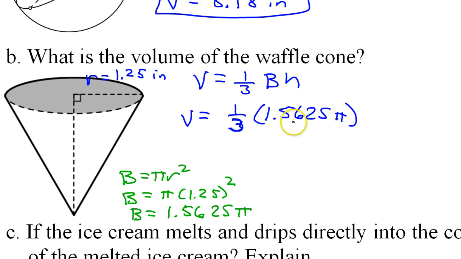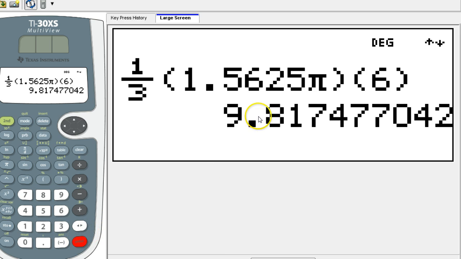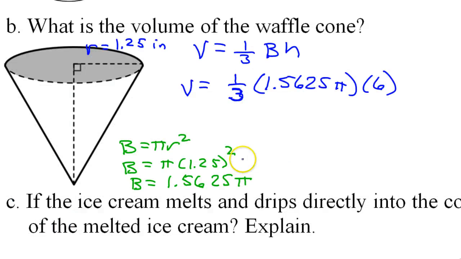Okay, so it's 1/3 area of the base times the height. In the calculator, I see that that is 9.82. Got to round up. So that's 9.82 cubic inches.